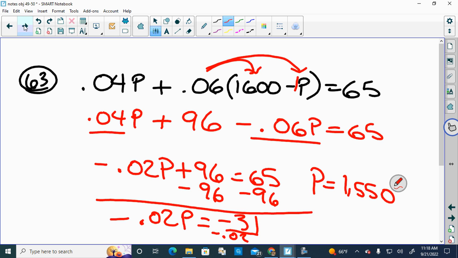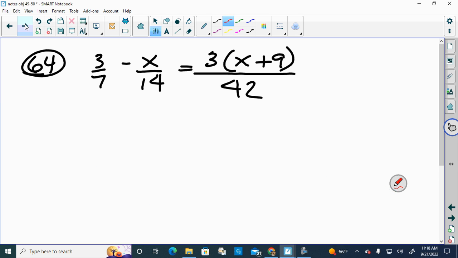Okay, next one, number 64. Now the fun begins. Bless you. Yay. Wow. Fraction. No, it is a continuum. Yeah, yeah, yeah. If I do it without a calculator, it's bad. Oh, me too.